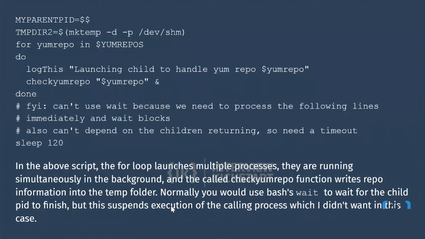And then in most cases, you would probably want your Bash script to wait for the child PID to finish. But in my particular case, I didn't want that, because waiting will suspend execution of the calling process until the child returns, which I did not want in this case, so I'm not using a wait here. That's because I had more lines below this in the script that I needed to process immediately, and I didn't want to block on waiting for those children to return. So I had to do some more processing farther down.